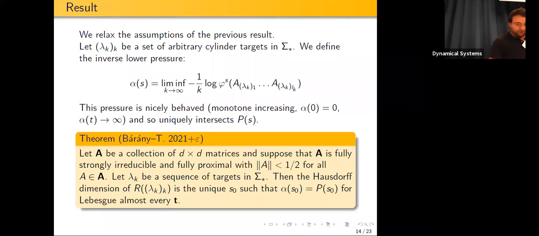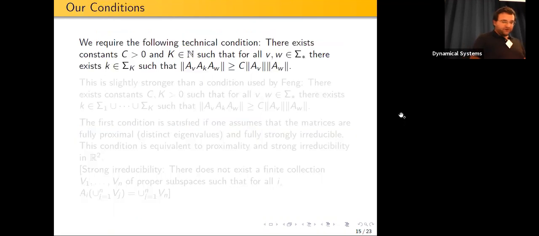All right, so maybe in a bit more detail, what are these conditions? We say we need fully strongly irreducible and fully proximal. I'm not going to go much into it, but what they give us is this condition. It is some kind of quasi-multiplicity. Whenever we have two matrices with some words, so these are just the products of all the matrices according to the word V, and this other matrix, we can always chuck in a word which has a fixed length, K, such that we get this lower bound. The upper bound, of course, is always given.